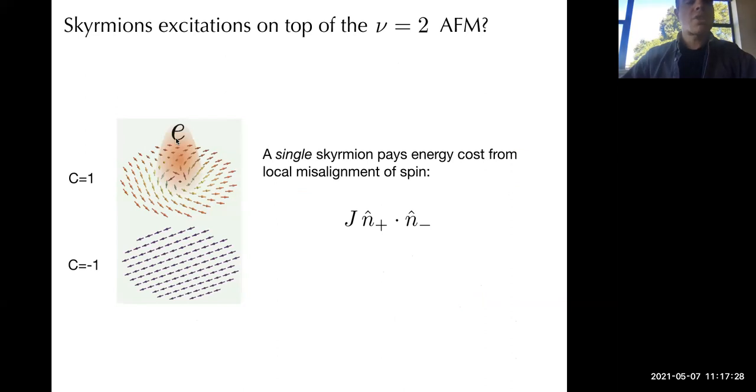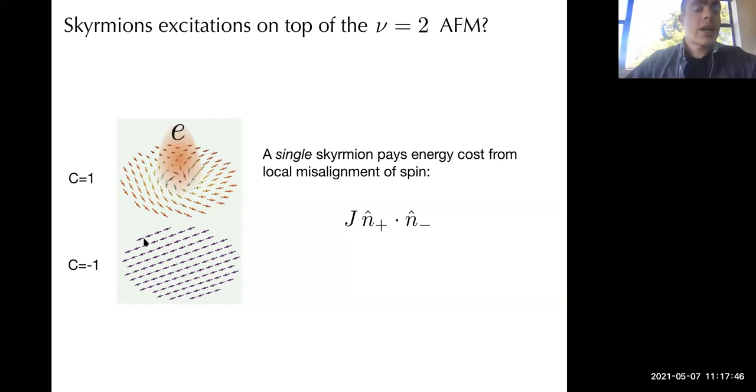Okay, so where do the skyrmions come from? If I plot the symmetry breaking in this problem, I have two order parameters: the spin in the top layer and the spin in the bottom layer. Generally they prefer to be anti-aligned because of J.